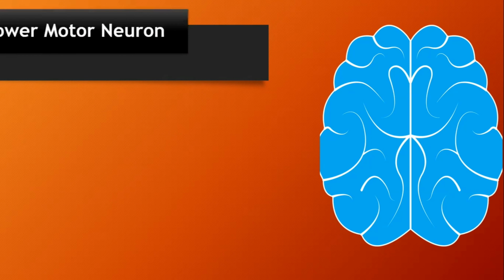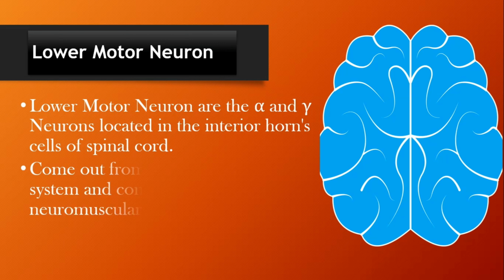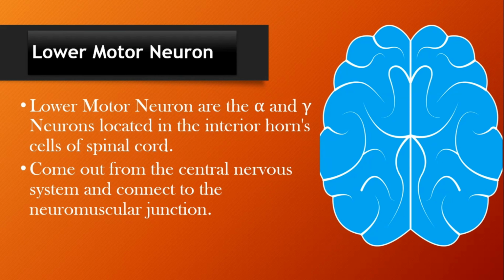Now let's go to the lower motor neuron. The lower motor neurons are the alpha and gamma neurons located in the anterior horn cells of the spinal cord. They come out from the central nervous system and connect to the neuromuscular junctions. So now let's understand with an example. We will take the example of the biceps muscle, its lower and upper neuron control. The biceps are supplied by the C5 and C6 cervical region.